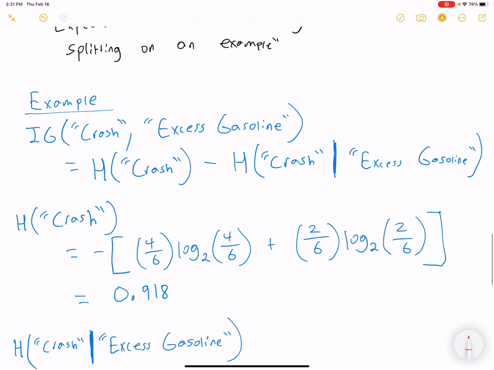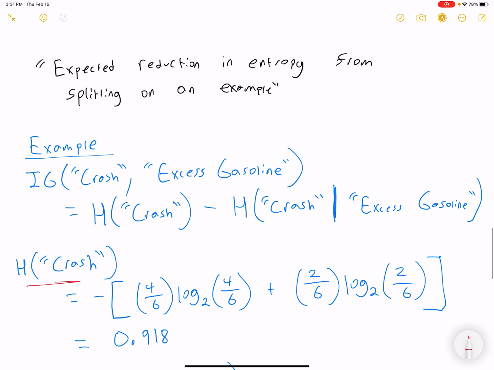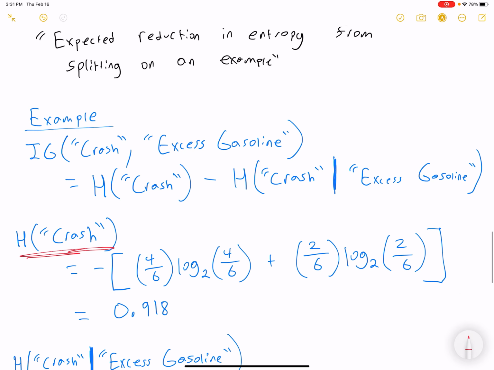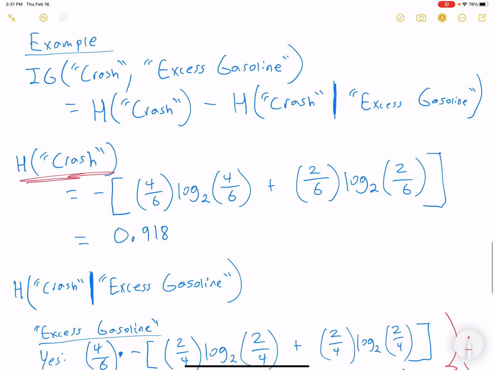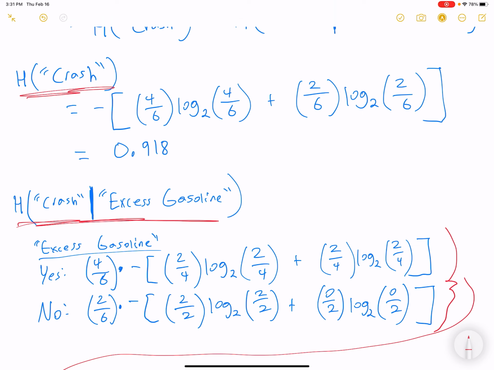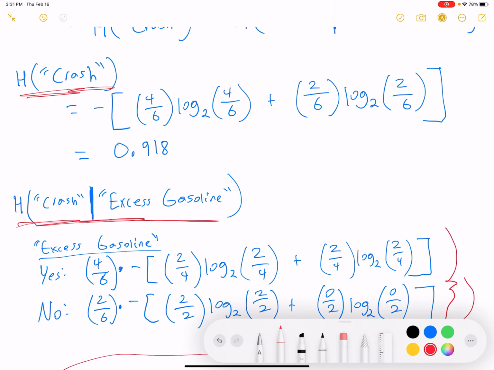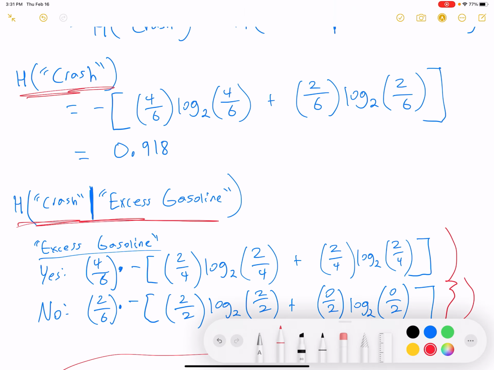The 0.918 value is the value of information gain? It's the entropy of the crash. It's just this first term. It's the entropy of the crash. It's H of crash. Okay, good. The uncertainty of crash, basically. Nope, just the uncertainty, just the entropy.